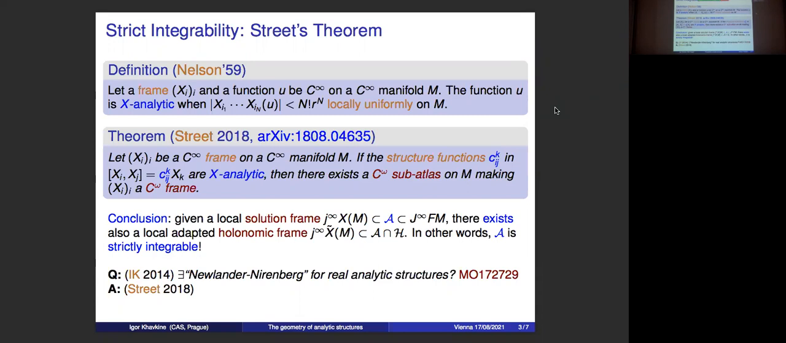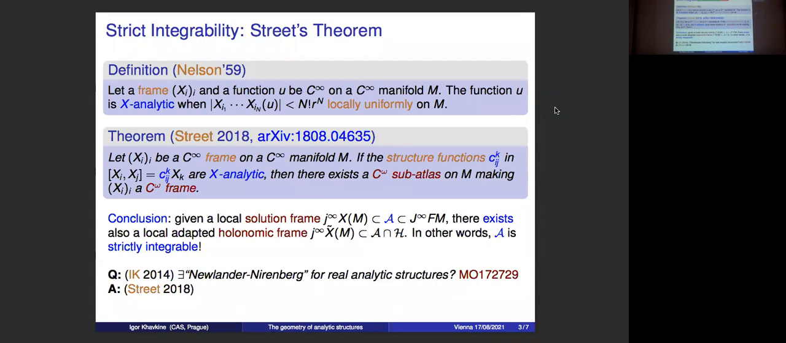It turns out if they are, then you can extract a sub-atlas of your smooth atlas, which will be an analytic atlas. So the transition functions between those charts will be analytic, such that the frame that you started with is going to be analytic as well. And of course, there are many different ways to extract an analytic sub-atlas from a smooth one, but this is a unique one, which is adapted to the frame. And this is possible when this condition is satisfied. So let me refer to that as Street's condition.